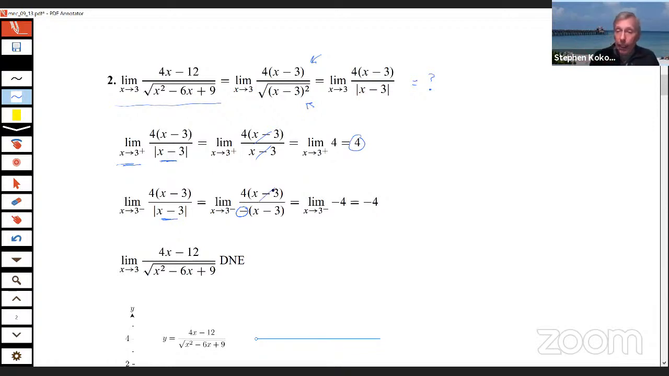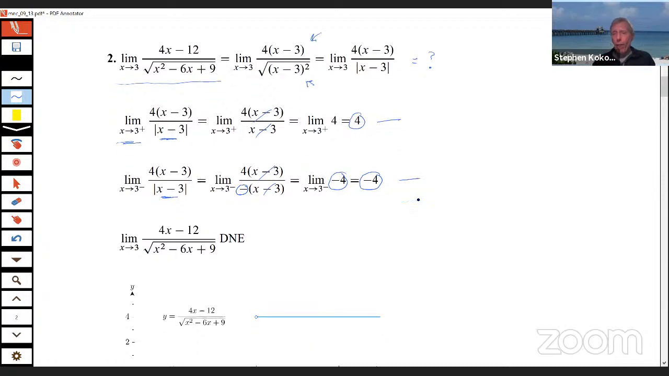Now I can still do some canceling, but this time I'm left with a minus 4. And the limit of that constant, of course, is minus 4. Since these two limits are different, the overall limit does not exist. Great problem. Excellent limit problem involving an absolute value, a little bit of recognition here, knowing to factor that, but a very nice problem.